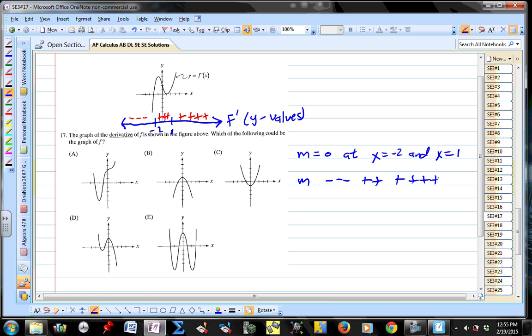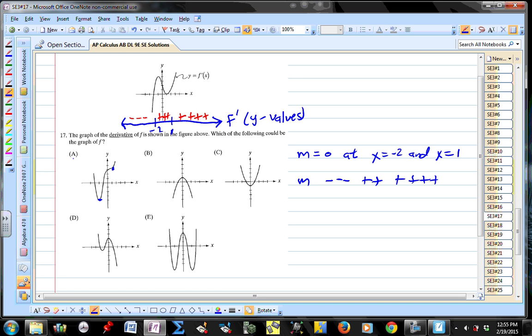Well, starting with graph A. Graph A looks like it has a 0 slope around -2 and around +1, and the slope changes from negative to positive to positive. So A certainly meets this description. But let's analyze some others in case there's a little technicality that we overlooked that we need to look at closer.